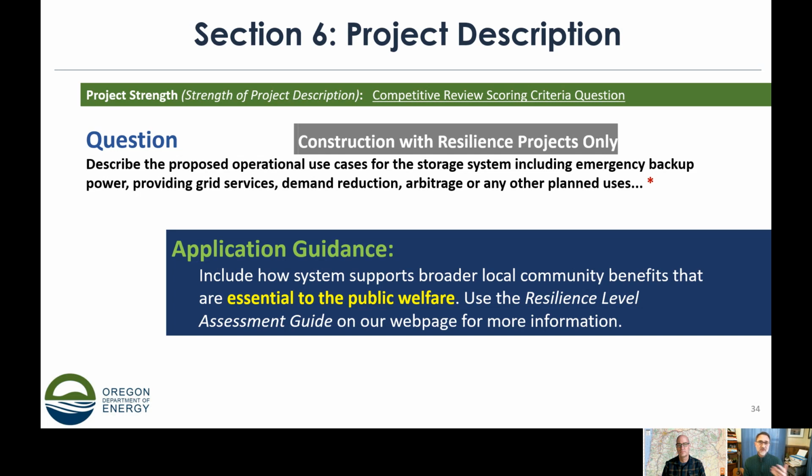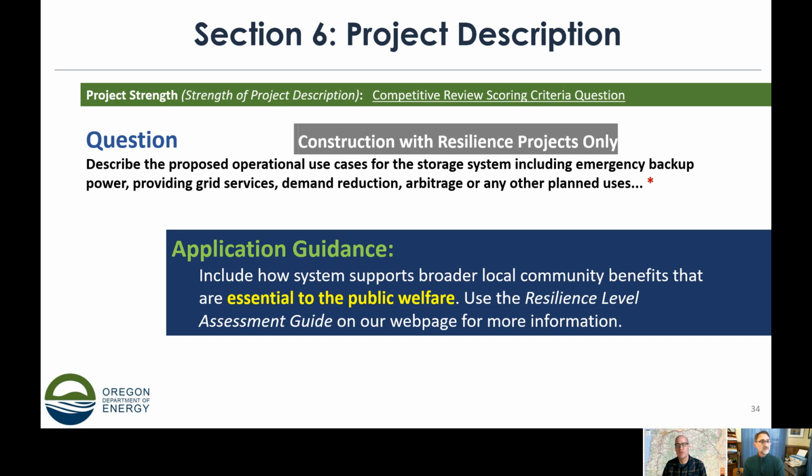And the only other piece that we want to make sure we're talking about, when it comes to this resilience component, is that we're looking for how this system also is supporting broader local community benefits that are essential to the public welfare. And Clay, would you like to add anything on this one?